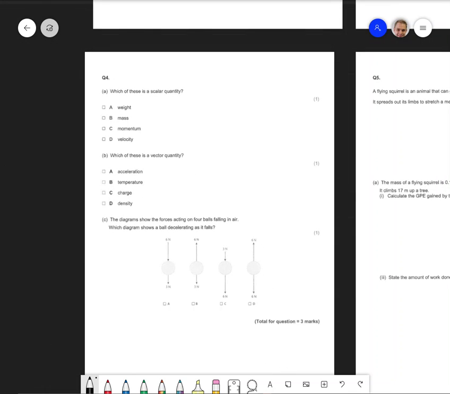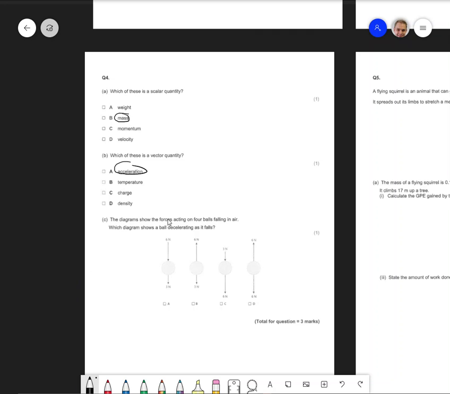Which of these is a scalar quantity? Weight is a vector. It's force. Momentum is a vector. Velocity is a vector. So the only scalar one is mass, which is B. Which of these is a vector quantity? Acceleration. It's the only vector quantity. We met that earlier because it was a negative.